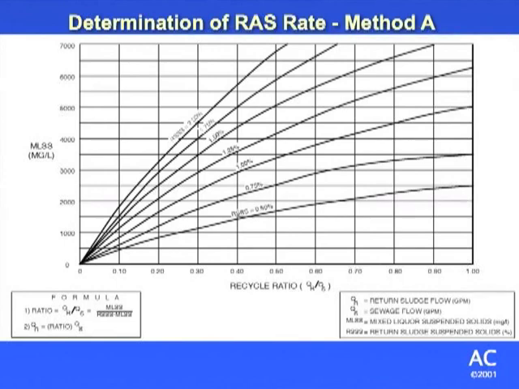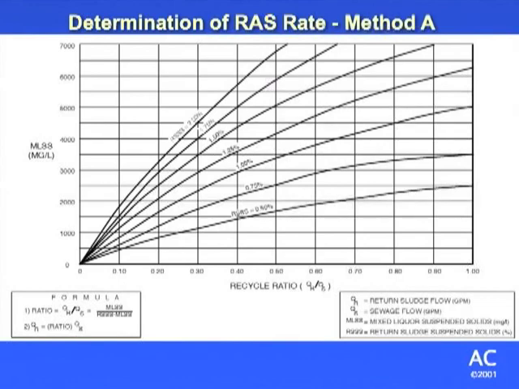But this is one way of determining it. You would take your RSS, subtract your mixed liquor suspended solids, and then divide your mixed liquor suspended solids by that number. Just to give you a number, let's say we have a mixed liquor suspended solids of 4,000 and a return suspended solids of 6,000. So 6,000 minus 4,000 is 2,000, and 4,000 divided by 2,000 is going to be 2. And that puts you way up here. That's pretty high, so that means you have a very high mixed liquor suspended solids.